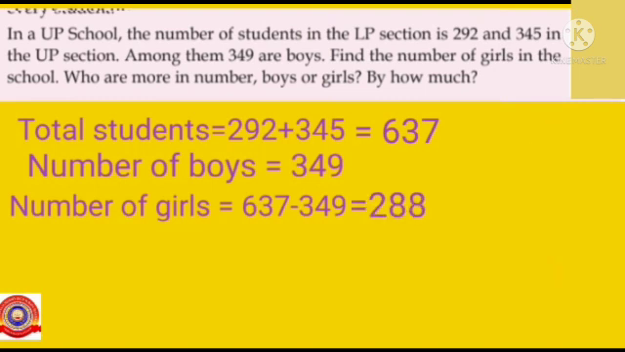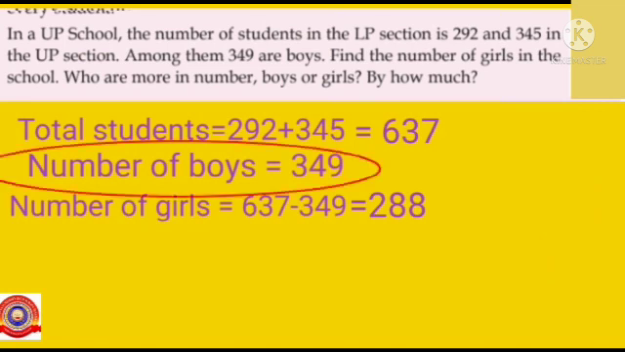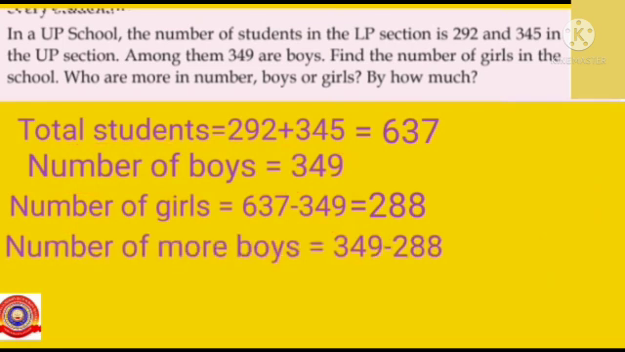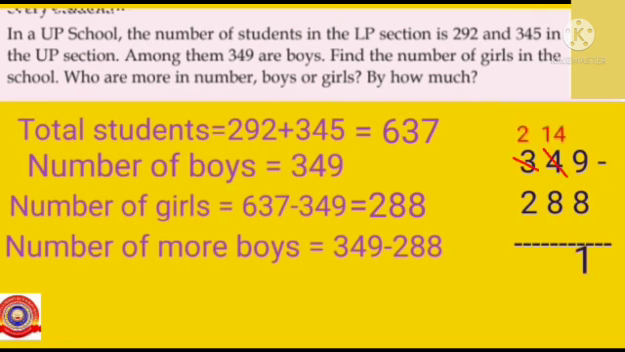See children, who are more in number, boys or girls? Yes, very good. Boys are more in number. Next, we have to find out number of more boys than girls. For that, subtract number of girls from number of boys. That is 349 minus 288. 9 minus 8, 1. Here 4 becomes 14 and 3 becomes 2. 14 minus 8, 6. 2 minus 2, 0. So number of more boys equals 61.